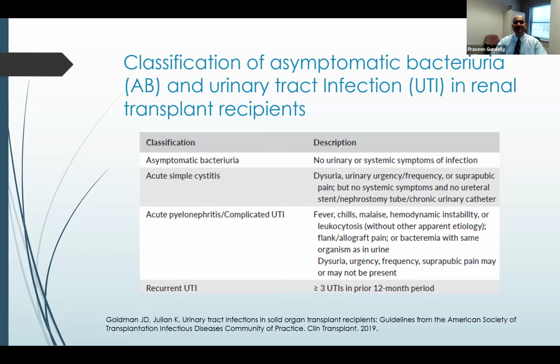The next group is simple cystitis. In many of the transplant patients, it's not simple cystitis. Only a few patients will present with simple cystitis. A good number of patients present with complicated UTI because, as you can see from the previous slide, the location of the kidney and the bladder is very close by, and any infection in the bladder, it can go to the kidney. So a significant number of patients present with complicated UTI.